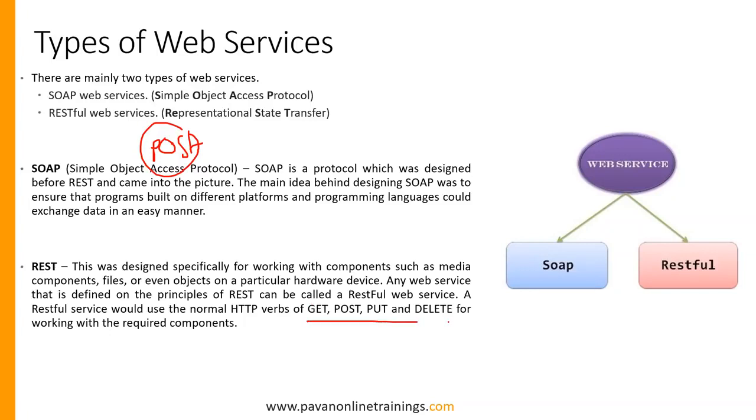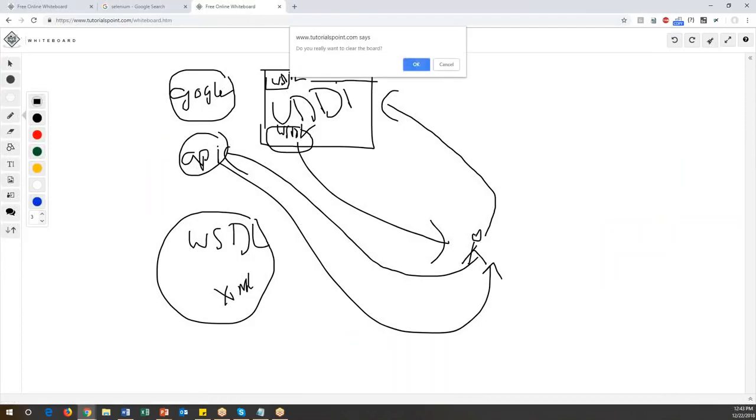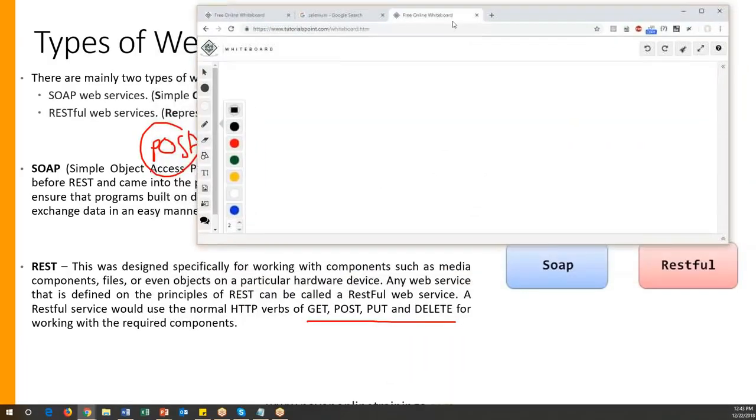Okay, we'll discuss what are these request types. These are called request types. We can send get request, we can send post request, we can send put request, we can send delete request. Okay, so it is very, very simple to understand. Let me just give you a small understanding. What is this request, web service request?